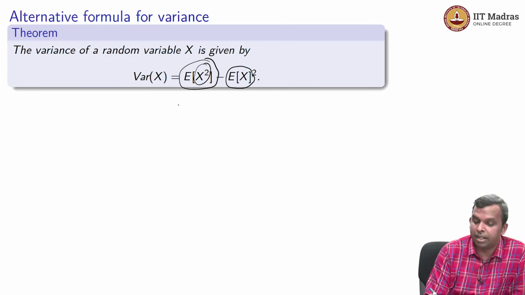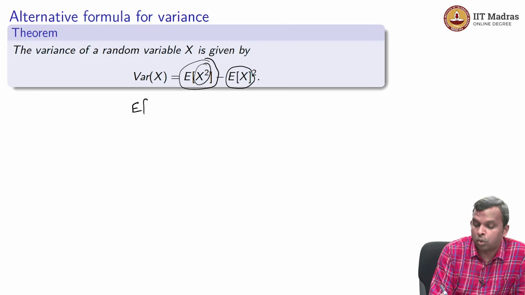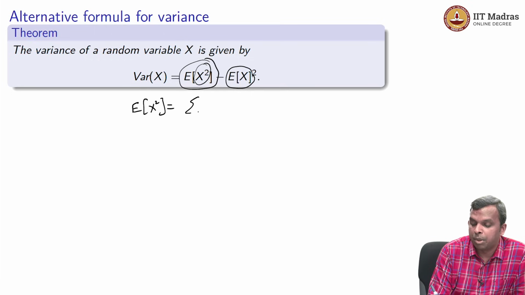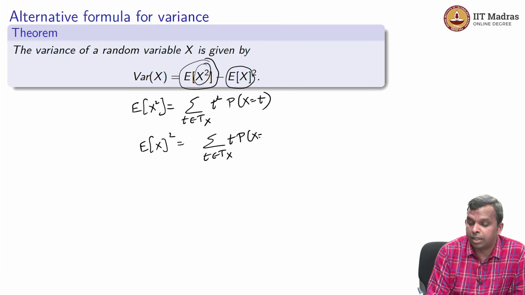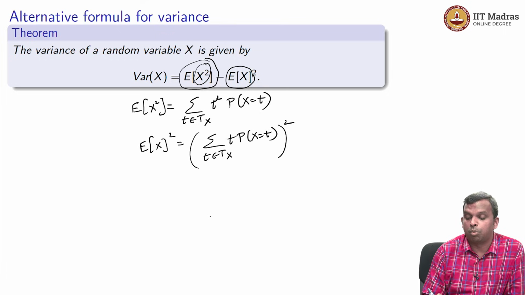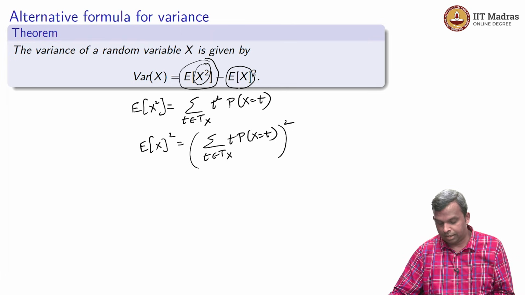If you want me to write it down clearly, the expected value of X squared is the summation over t in the range of X, t squared times the probability that X equals t. What is the expected value of X, the whole squared? It's the summation over t in the range of X, t times the probability that X equals t, this whole thing squared. So both of these will not be the same. There will be a lot of cross terms here when you do this. There will be no cross terms here, this is t squared. So these two are not the same, so don't think that they are the same.